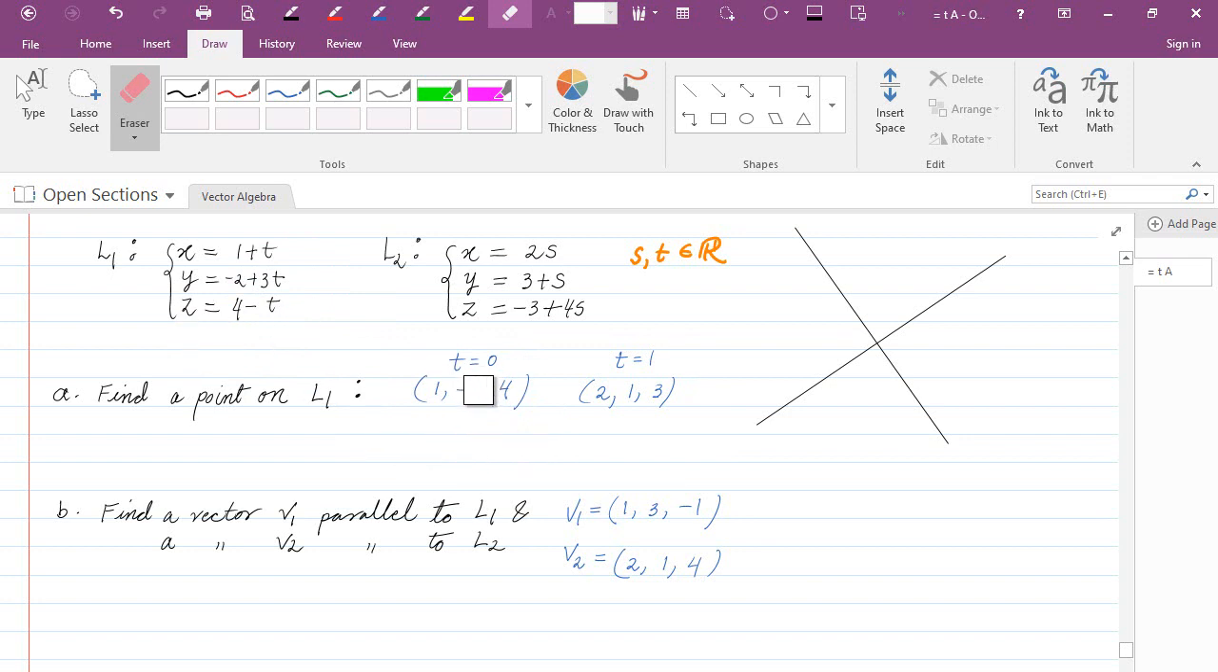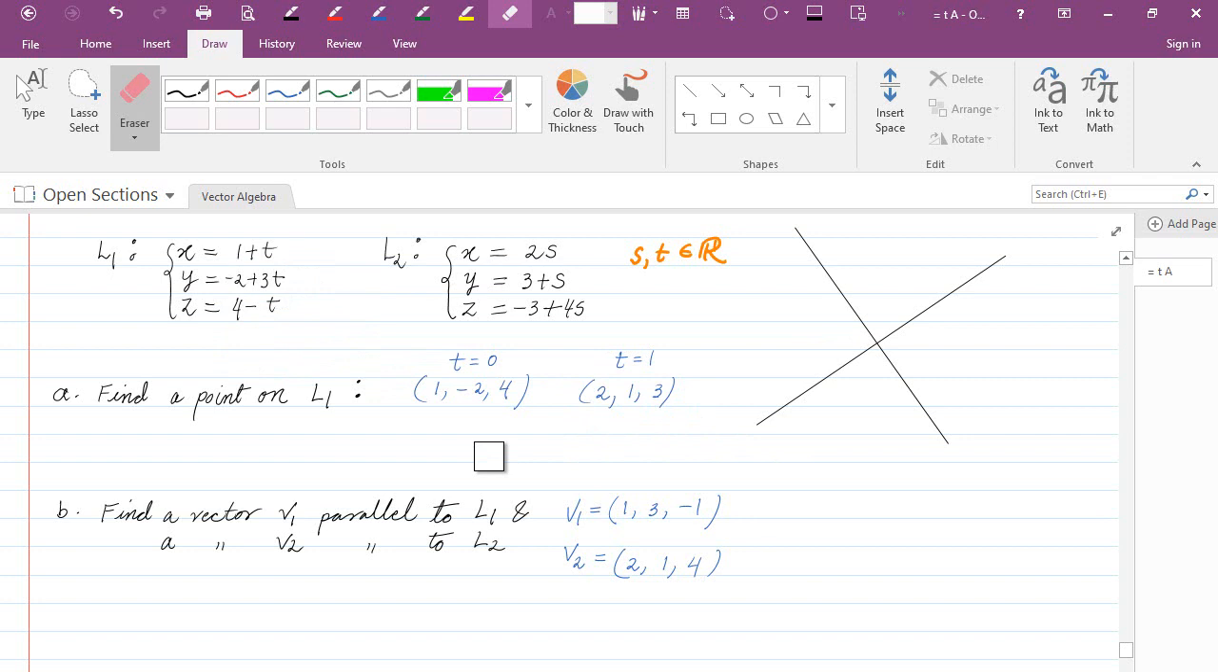Again, we don't have to plug in 0 for t. We could plug in any other value for t. So for example, if I plug in 1 for t, then x would be 2, y would be 1, and z would be 3. So (2, 1, 3) would be another point on the line L1.